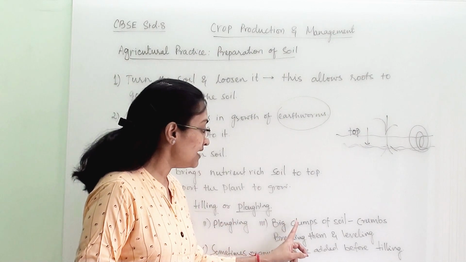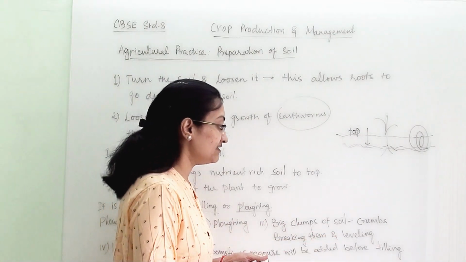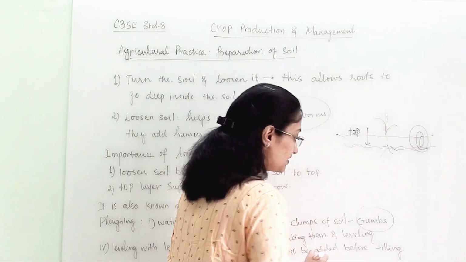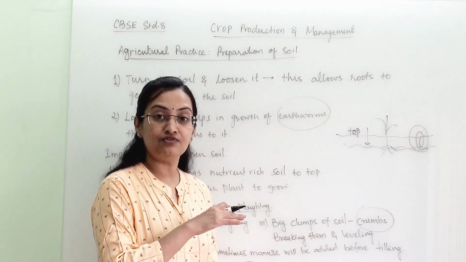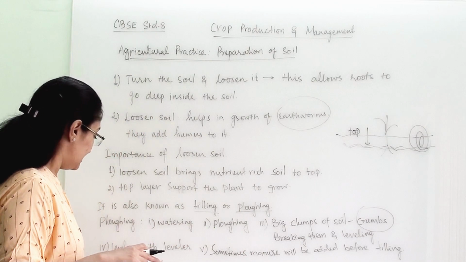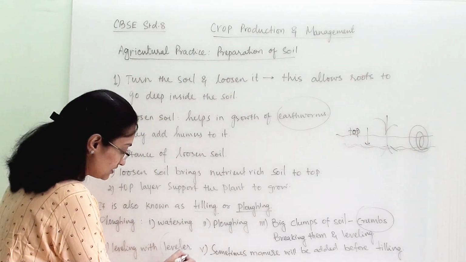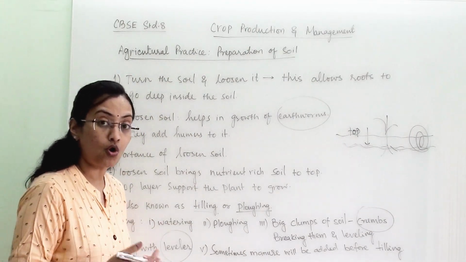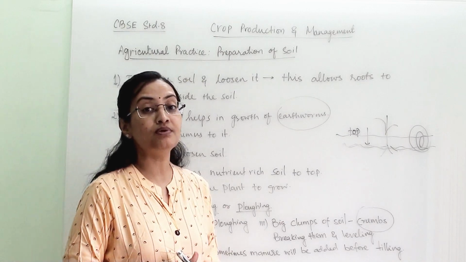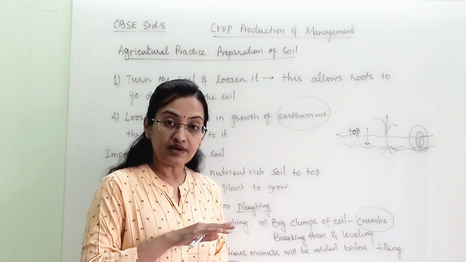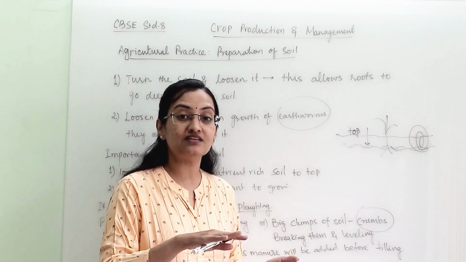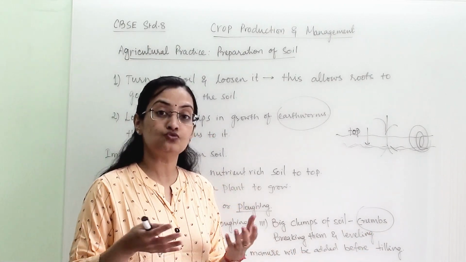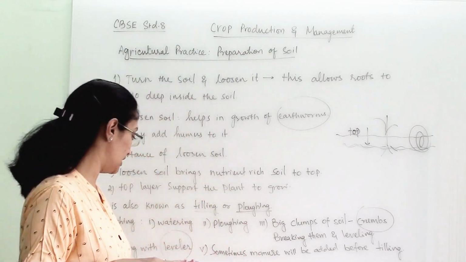Then whatever big clumps of soil there are, they are called crumbs. It is important that we break them and level the soil. Then leveling with the leveler. Once we plough the soil, we get some big chunks of soil. We will break all these crumbs, turn them into soil, and level the soil.